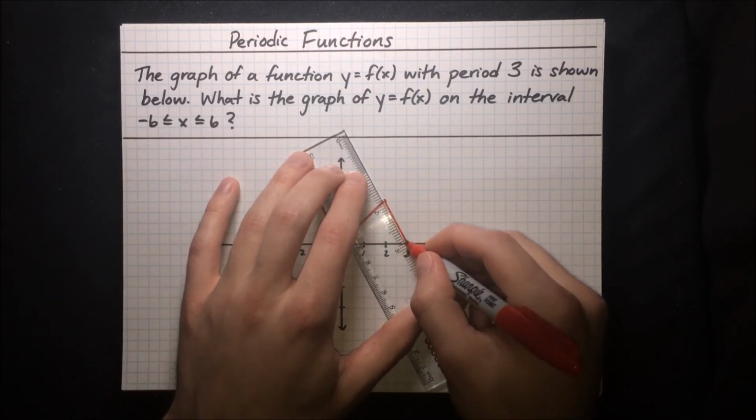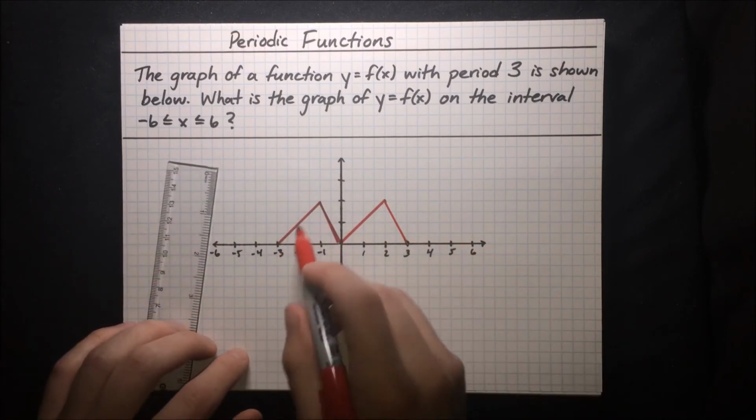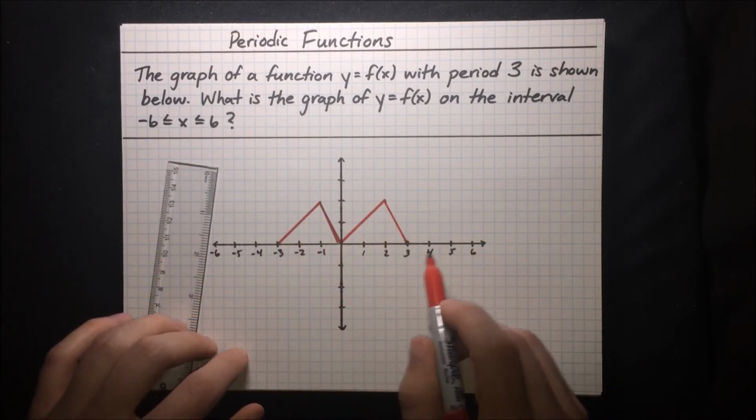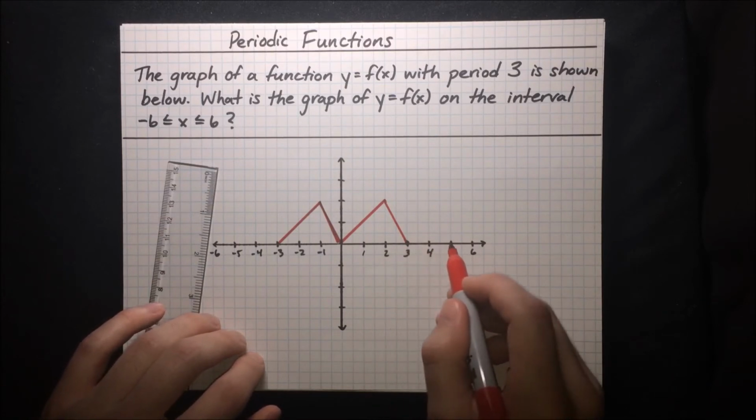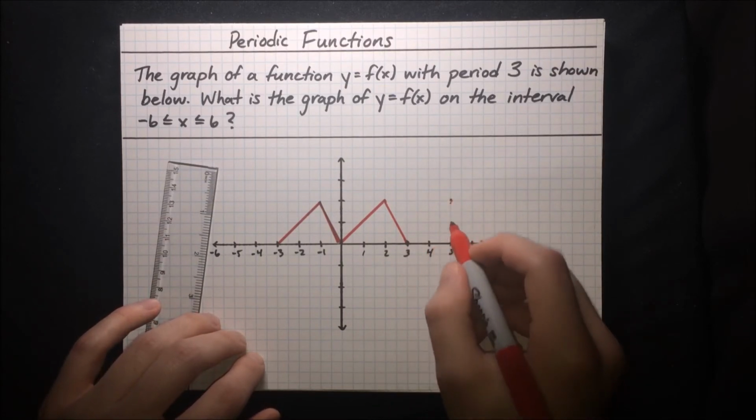Okay, so now we've got 2 copies of that little piece, and we can see how the function is periodic, definitely. So now let's draw another one. So over 2, up 2 to here.